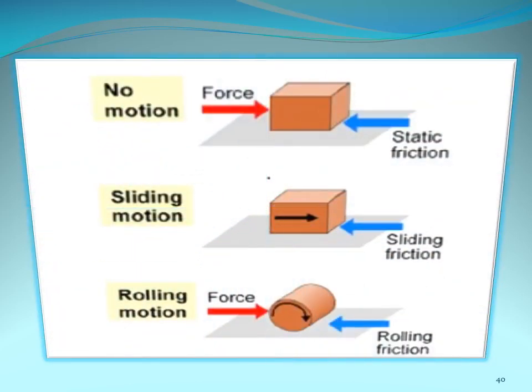Look at the pictures. When the body is at rest or just about to move, the frictional force acting on it is called static friction. When the body starts to slide, the frictional force acting is called sliding friction. And when the body is rolling over another surface, the friction produced is called rolling friction.